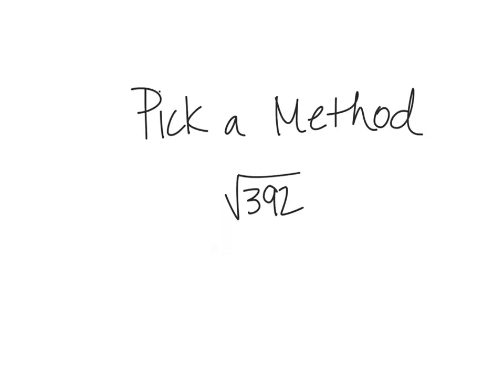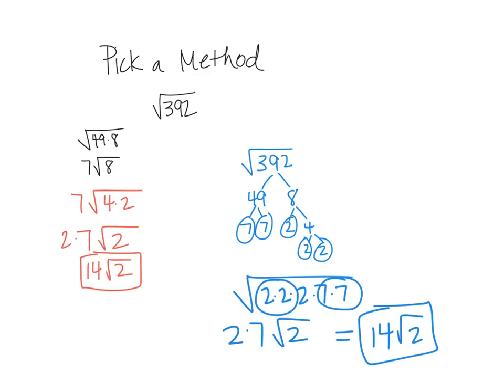Okay, I'd like you to pick one of the two methods and try to simplify the square root of 392. Push play when you're ready to see the answers. All right, so your final answer should be 14 times the square root of 2. No matter what way you did it, you should end up with that for your final answer. If you have any questions, please ask your teacher.